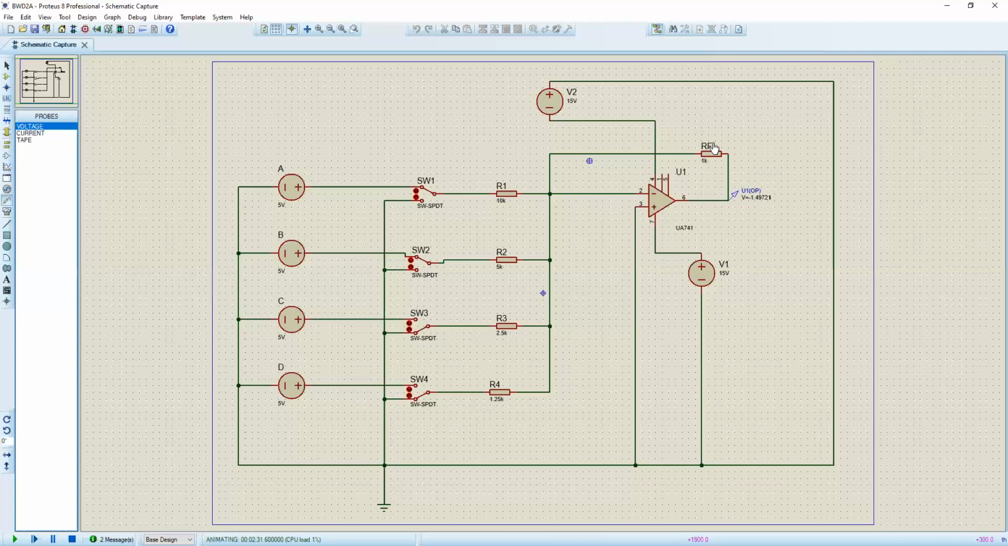We can also increase the possible input levels. For example, if I want to add a 5th input, that means a 5-bit digital signal, for that we need to add another input voltage source and another resistor, which will be half of this, that means half of 1.25. We have to go in a similar way for any inputs beyond 4.